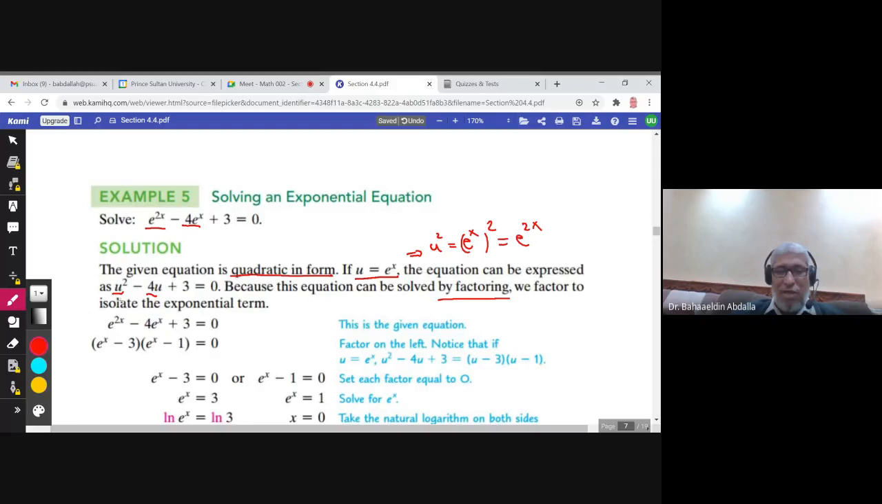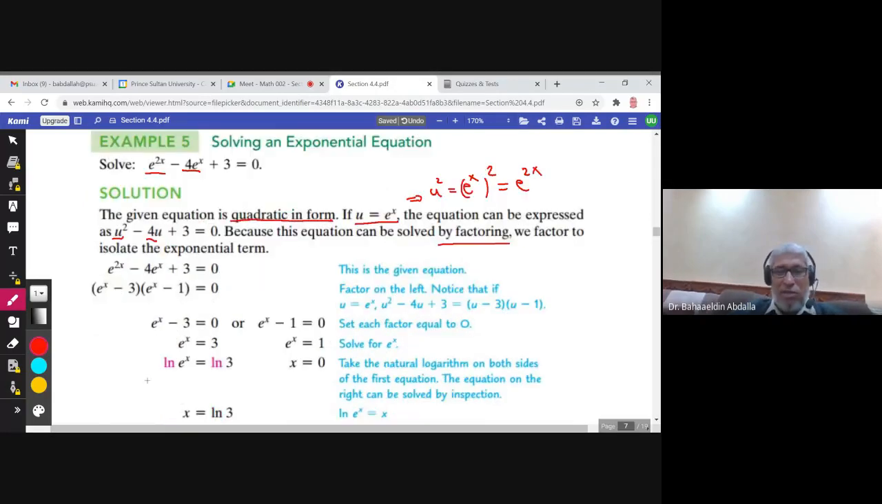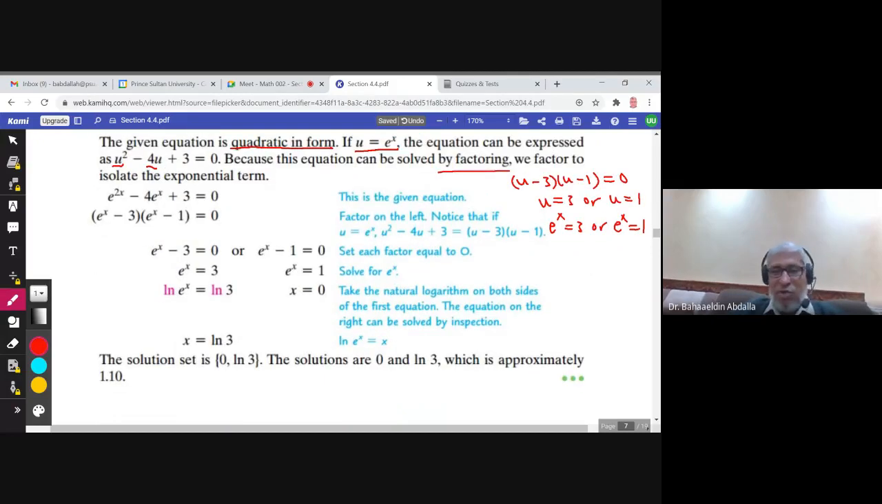So factor: u minus 3 times u minus 1, and then either u is 3 or u is 1, and then u is e to the power x. So you write e to the power x equals 3 or e to the power x equals 1. Or you can just factor immediately like here, and you will get the same answer.